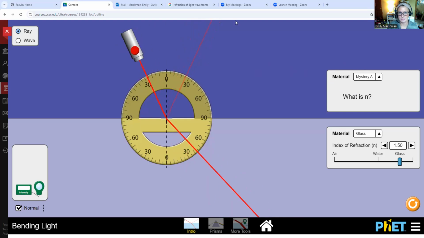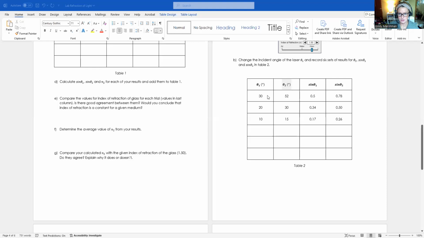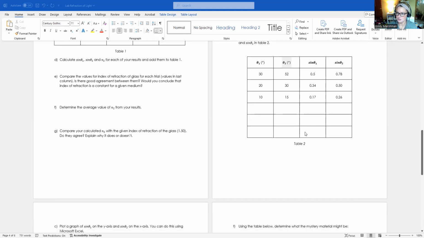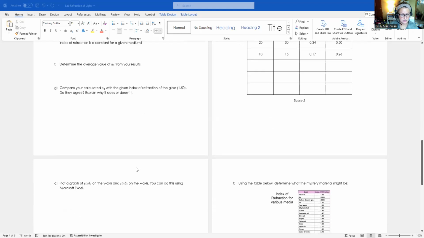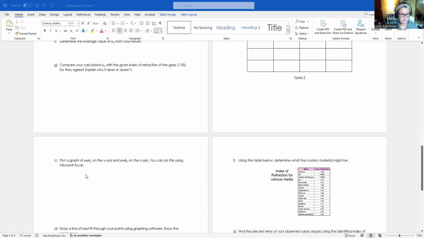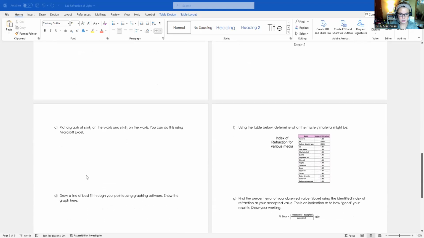I didn't do all the trials, but I filled in a few of the table. So these were my angles of incidence and my angles of refraction, and I took the sine of them and plugged them into the table here. To figure out the mystery material index of refraction, you're asked to plot a graph and determine the slope of the graph, and from the slope you can determine the index of refraction for the mystery material. So let me show you how to set that up.